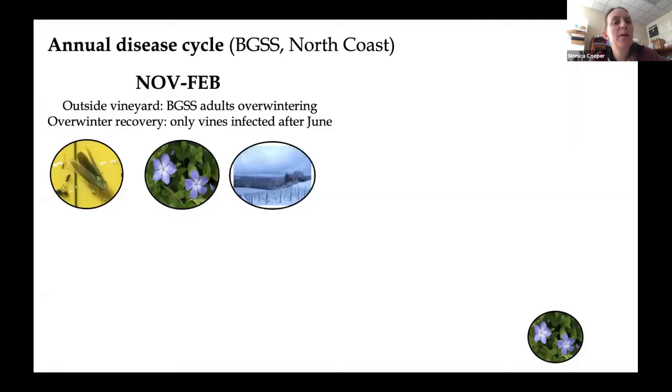So let's talk a little bit about the annual disease cycle. And this is specifically for blue-green sharpshooter, which is our most common vector on the North Coast. So from November through February, as I mentioned, those sharpshooters are overwintering because they need to continue to be feeding.